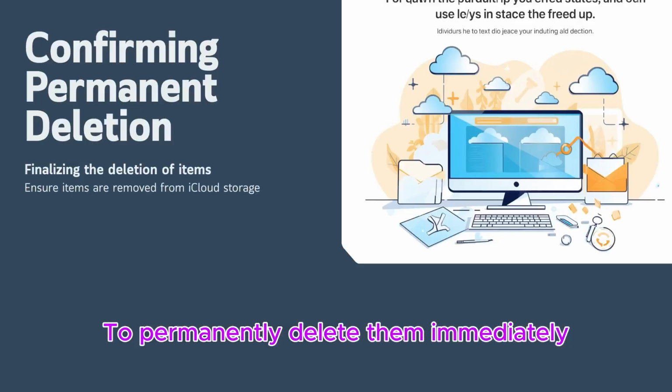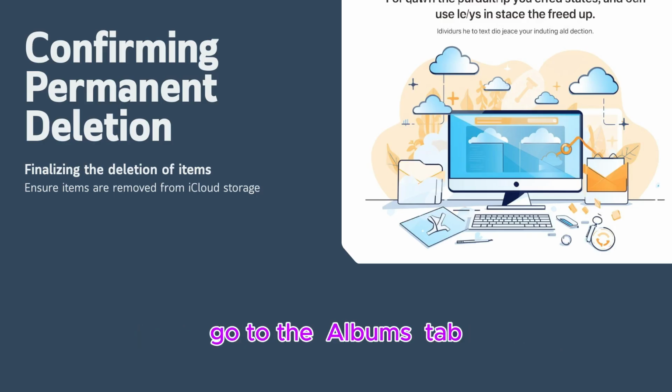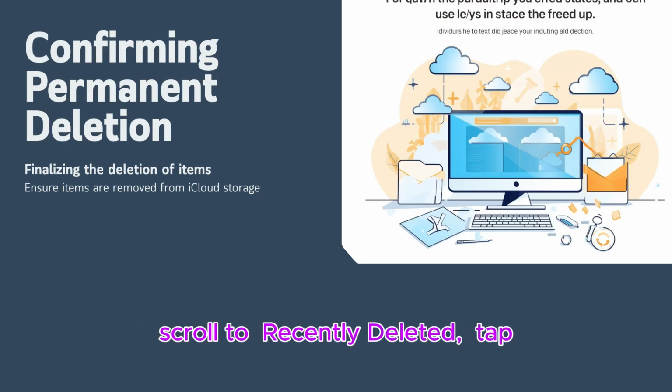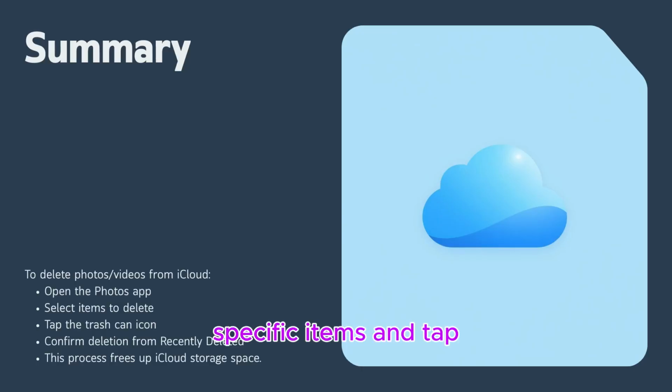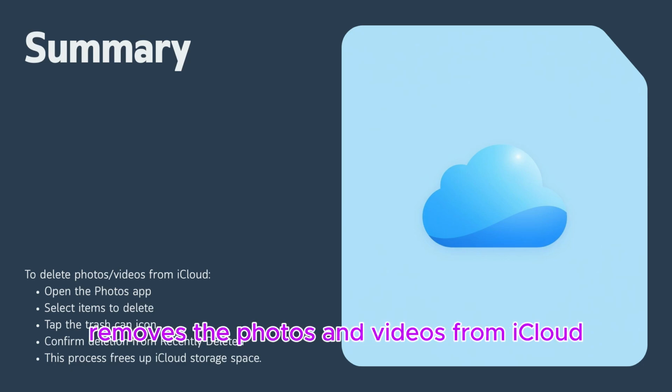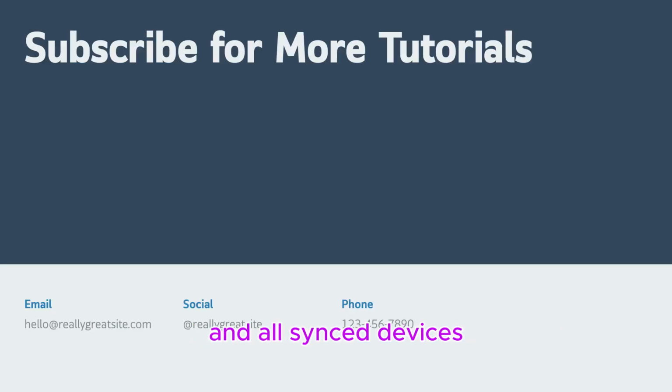To permanently delete them immediately, go to the Albums tab, scroll to Recently Deleted, tap Select. Then delete all or select specific items and tap Delete. Confirm by tapping Delete Photo. This removes the photos and videos from iCloud and all synced devices, freeing up storage space.